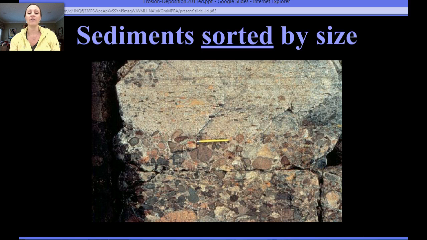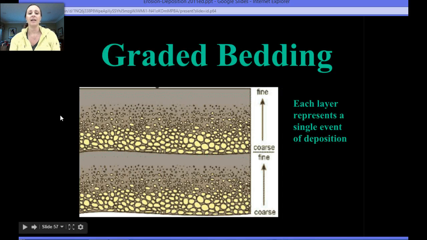Here's a picture, in real life, of rocks that were deposited vertically, sorted. The larger pieces are on the bottom, and then the smaller are at the top. Now these smaller particles get sorted and piled and settled on top. That's known as graded bedding, when there are multiple events of deposition occurring over the same area.